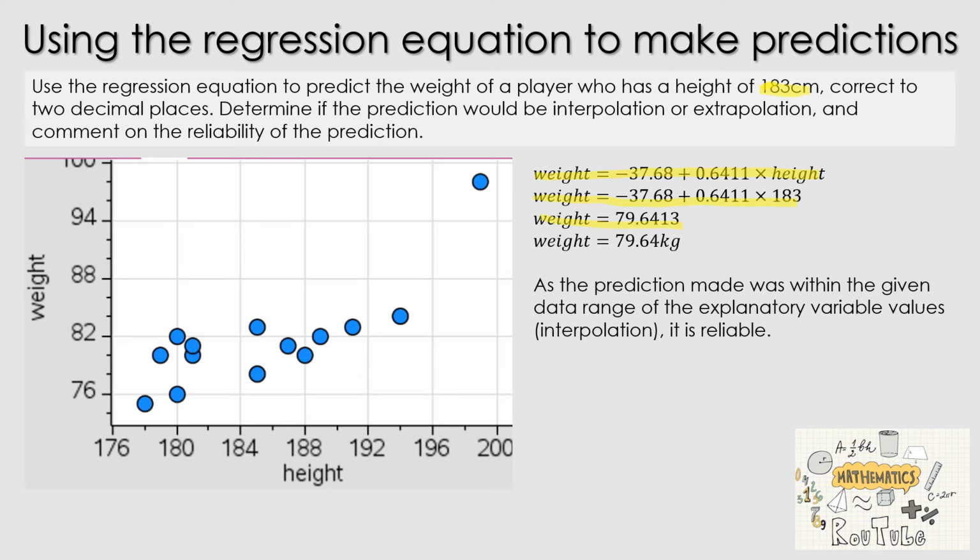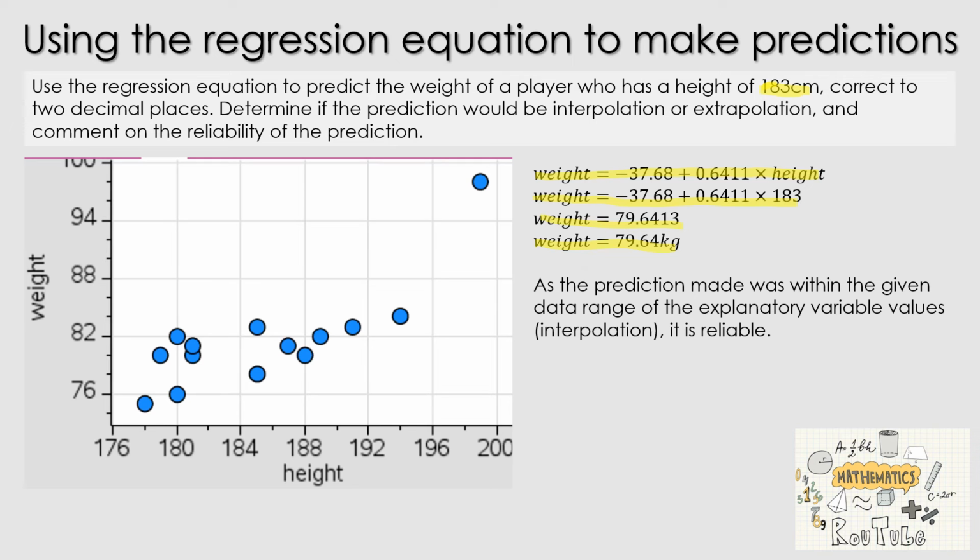So essentially what this says is a player who has a height of 183 centimeters is predicted to have a weight of 79.64 kilograms. And again, that's rounded to 2 decimal places, as we can clearly see there. Then the second part of the question, like I said before, was all about interpolation and extrapolation. Now you need to have this in your bound reference, your summary.